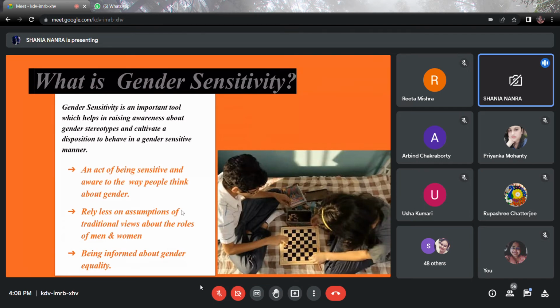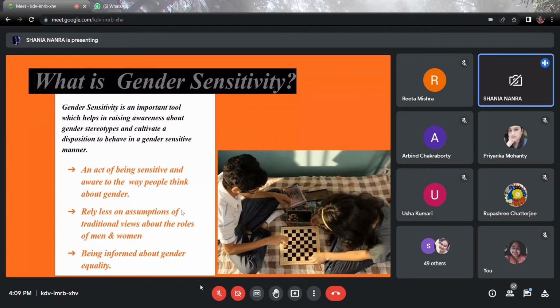But before going into gender sensitivity, let's focus on certain things that we do not acknowledge in society. For example, women are expected to take care of the family, and man is supposed to take care of the financial needs of a family. So these things need to change. In order to understand that, gender sensitivity is an important tool which helps us in raising awareness about gender stereotypes and cultivating a disposition to behave in a gender sensitive manner.